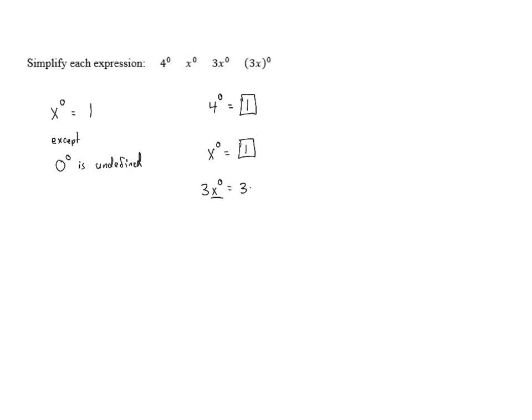So in this case, we've got 3 times x to the 0 is the same as 3 times 1. So 3 times 1 is going to be 3. Having an exponent of 0 doesn't guarantee that the final answer will be 1, just that the exponential expression containing that exponent becomes 1. Now we've got one more here, 3x all raised to the 0 power.